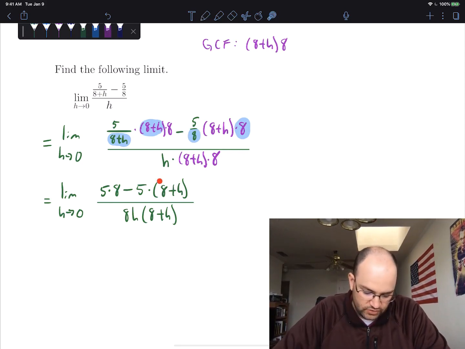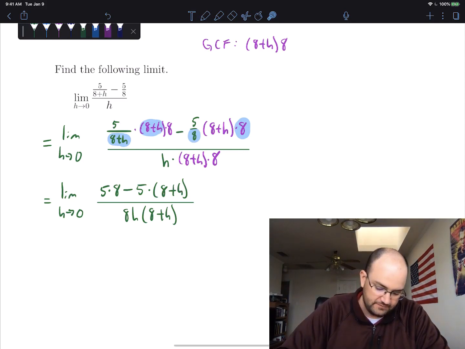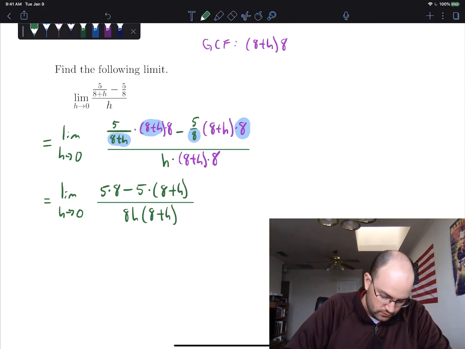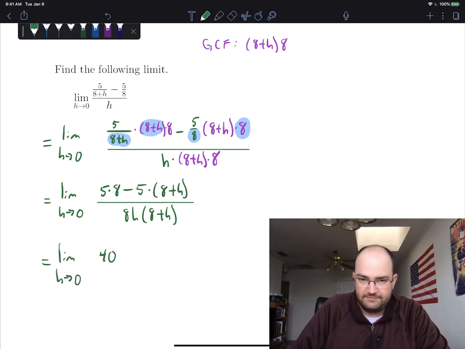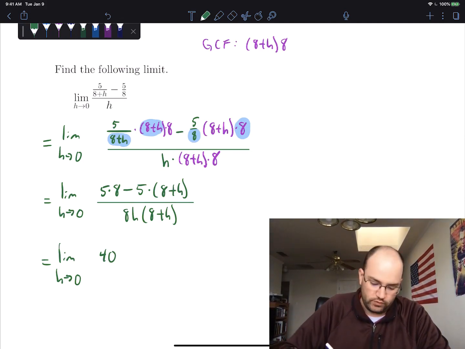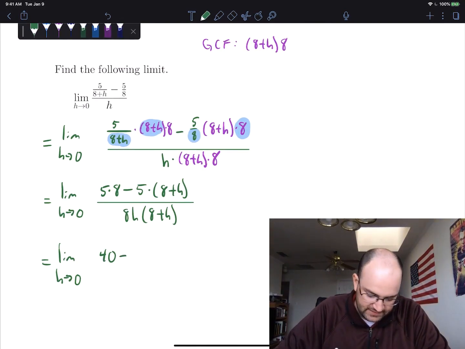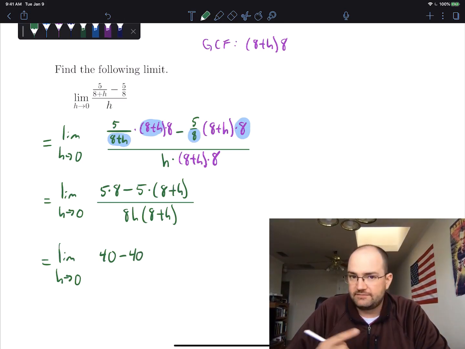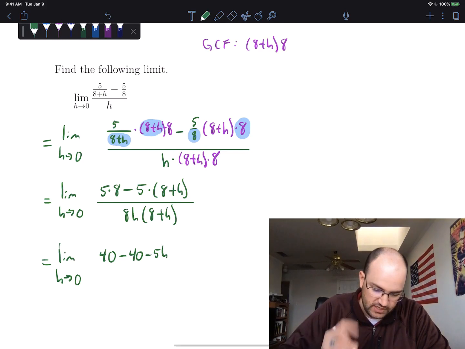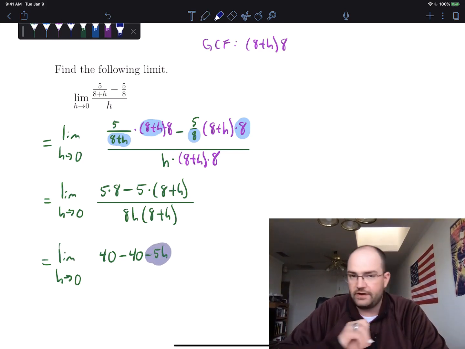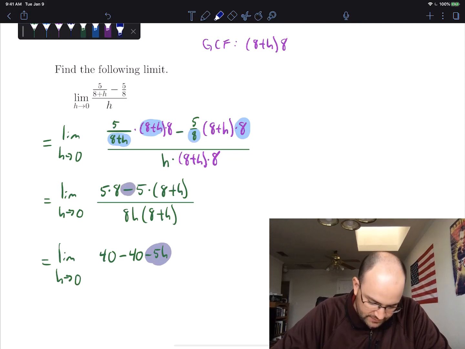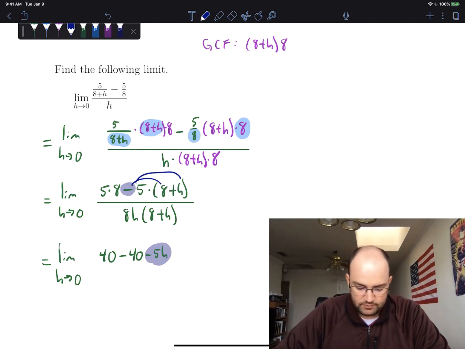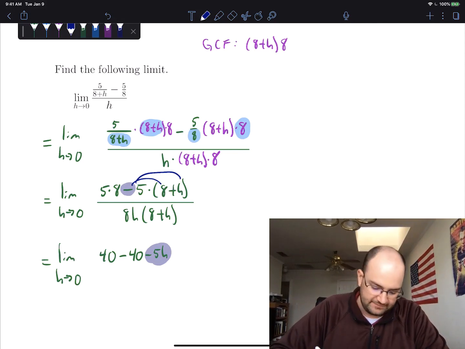Now, in the numerator, distribute that negative 5 to both the 8 and the h, which gives me the limit as h goes to 0 of 5 times 8 is 40, and then minus 5 times 8 again is 40, and then minus 5 times h is negative 5h. Now be very, very careful. Right here is where you're very likely going to mess up because a lot of people forget about distributing the negative to both the 8 and the h. Most people distribute the 5, but a lot of people forget that negative that goes along with the 5. So just be very careful with that.